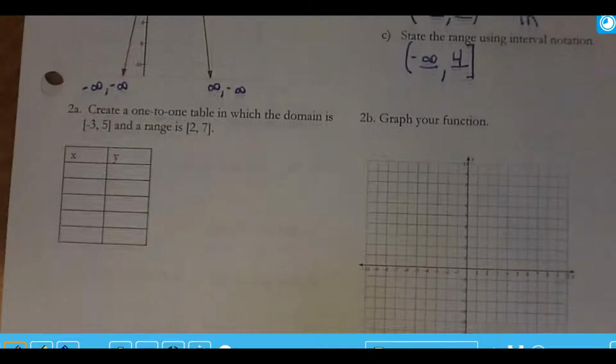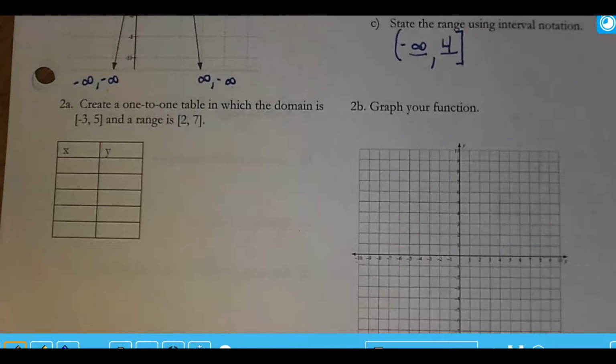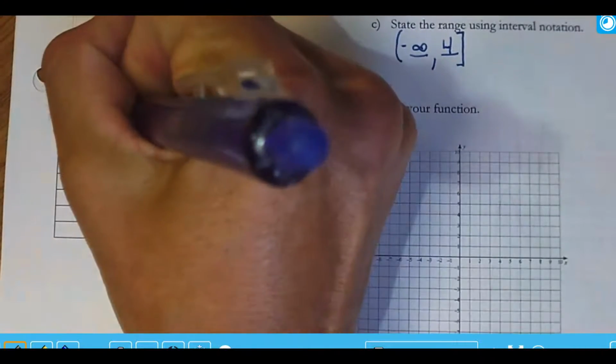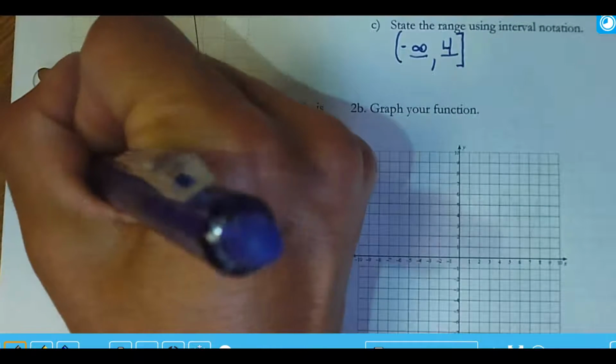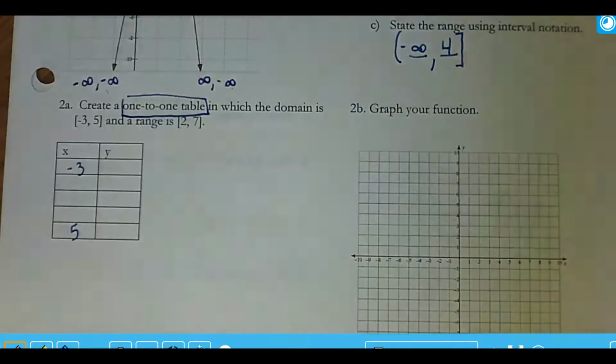All right, number 2, 2A. Your job is to create a one-to-one table. That means a one-to-one function where the domain is the smallest x is -3 and the biggest x is 5. So the easiest way to do that is go like this. And your range, your smallest y is 2 and your biggest y is 7.